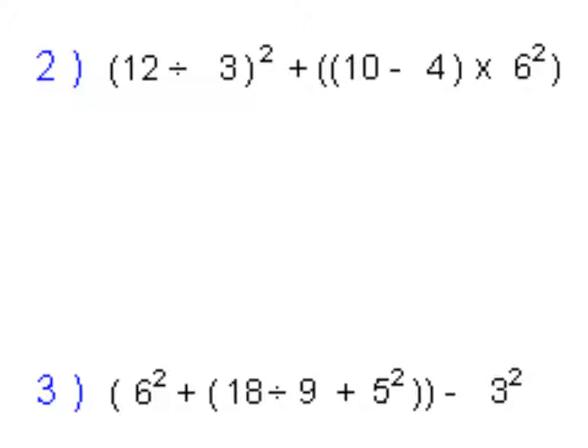Okay, second example here. We're going to work through it. We have 12 divided by 3, all squared, plus, in parentheses, and in sub parentheses, 10 minus 4 times 6 squared. So, the parentheses, we're going to look at our first set, which is the 12 divided by 3. So that's what we're going to do first, right here. 12 divided by 3 is 4. And because I have just a number now, the parentheses go away. I'm going to bring the squared down. And I like to recopy everything over so that I know where I'm at.